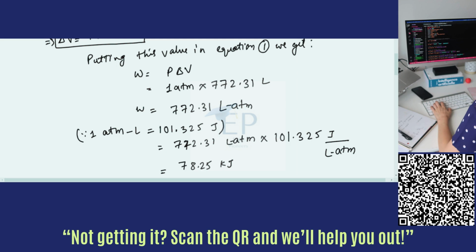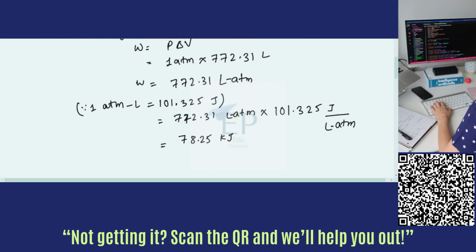So this we have got in liter atm form, but we want it in joules. So this is multiplied with 101.325 joules per liter atm, right? So the liter atm cancels out, and we will get 78,254.31075 joules. In kilojoules it will be 78.25 kilojoule. So this is work done, right?